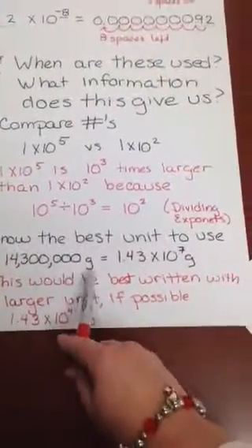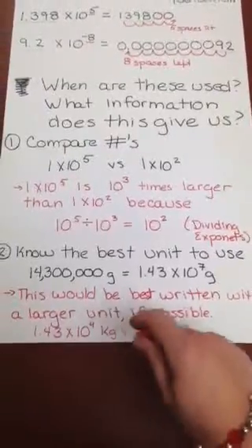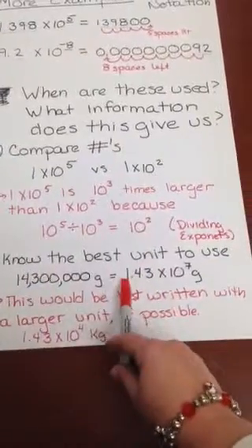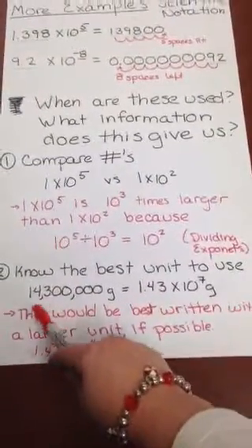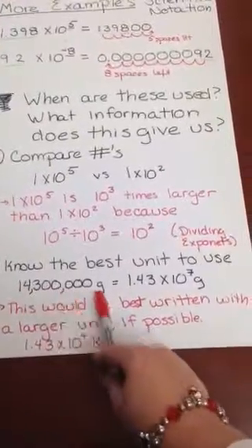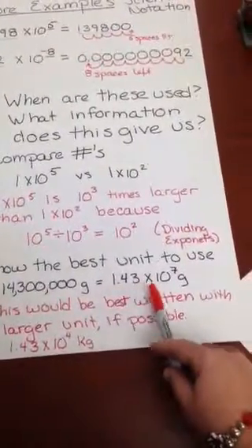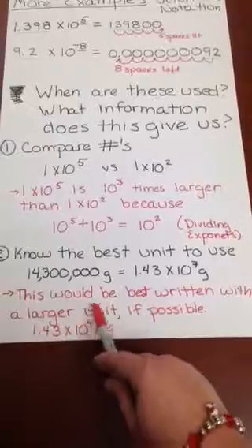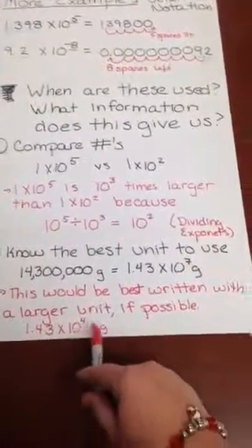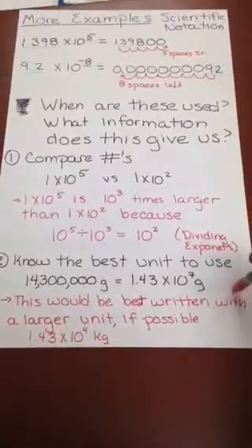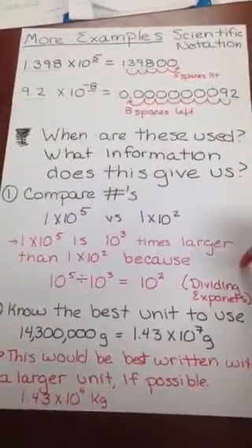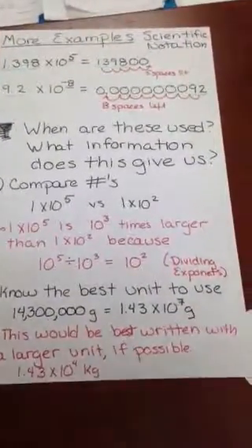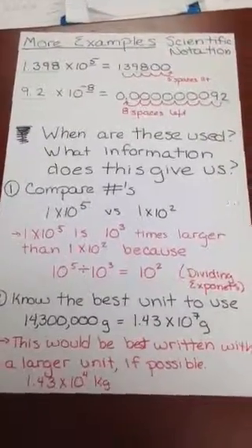You can also determine which unit is going to be best to use, especially when you're doing something like, oh, I don't know, the science fair. You can look at the number and see which is the best unit to use. If you had a unit that was 14,300,000 grams, you could write that as 1.43 times 10 to the 7th grams, but it would probably be best written with a larger unit if it's possible, which in this case you would write 1.43 times 10 to the 4th kilograms. So this is a smaller issue. This one is, if you can recognize the patterns, you're able to look at them individually. But ultimately, scientific notation lets you write very large and very small numbers in a very small amount of space.